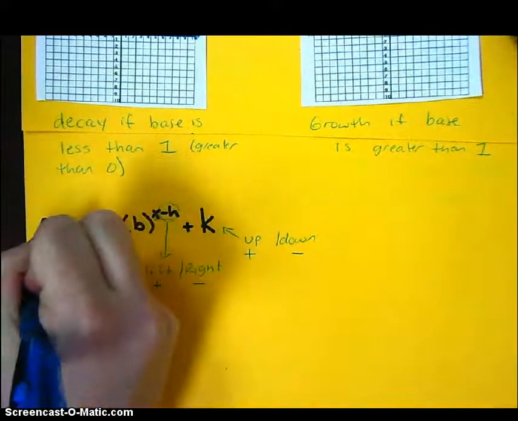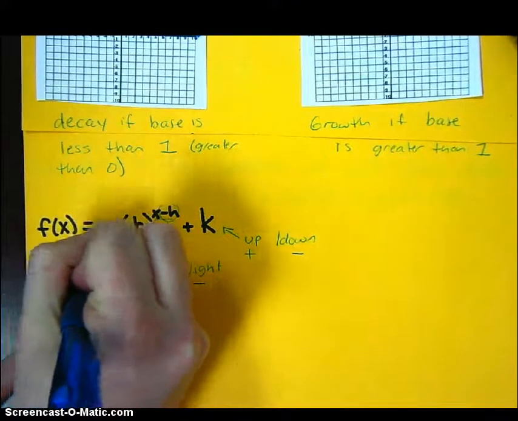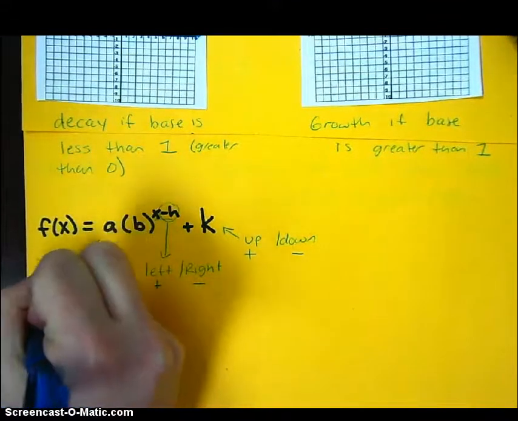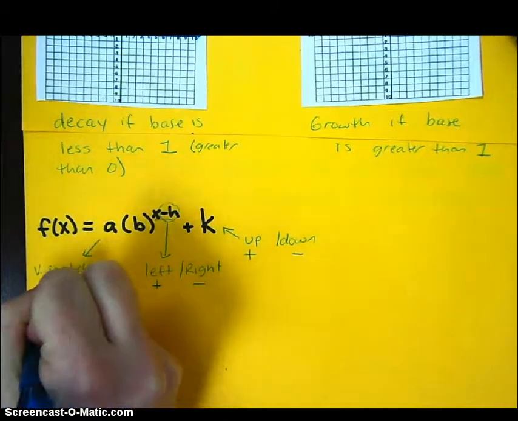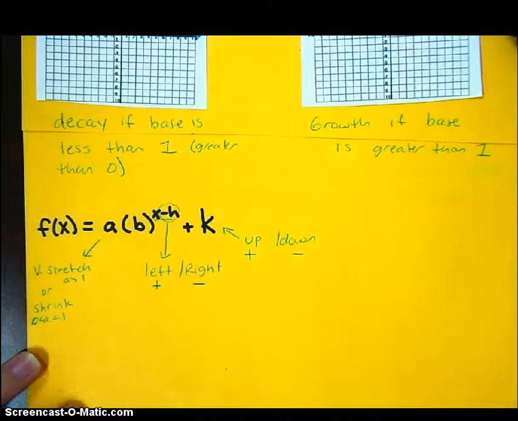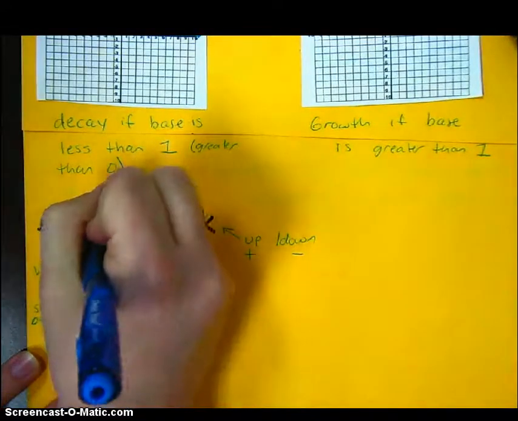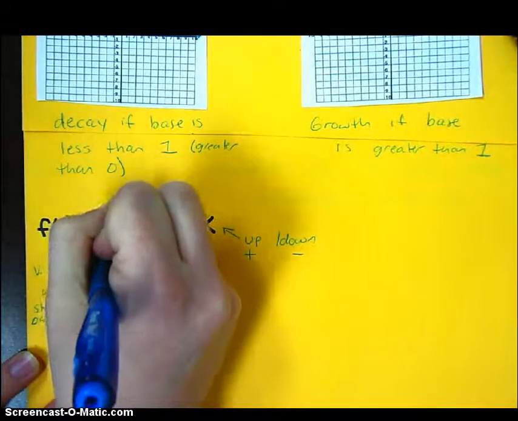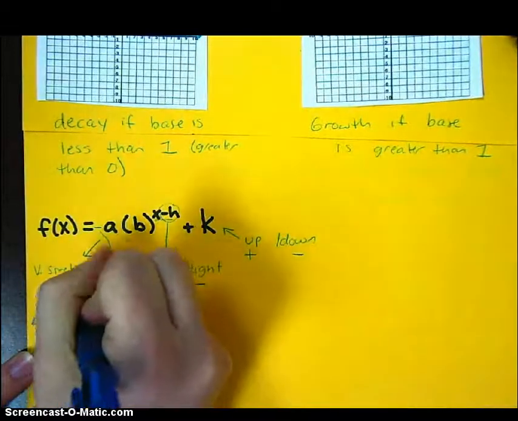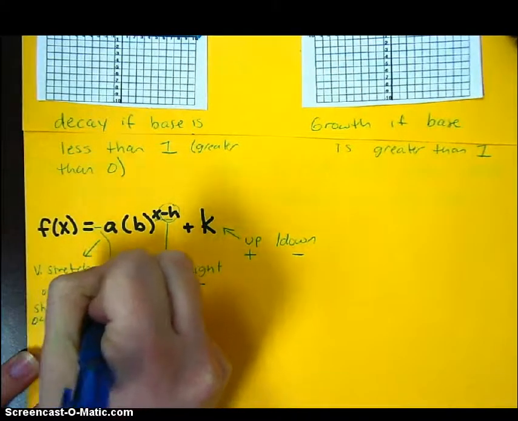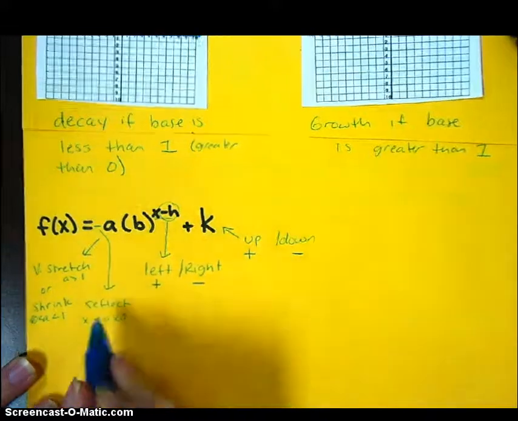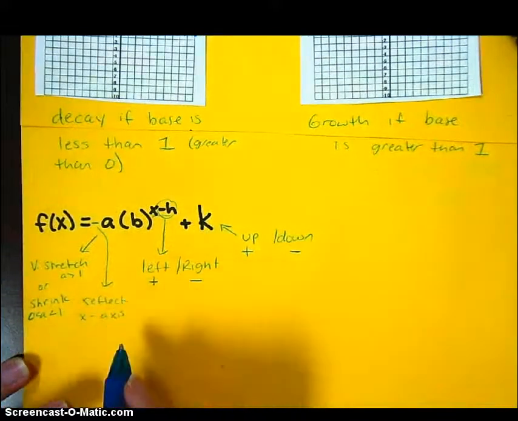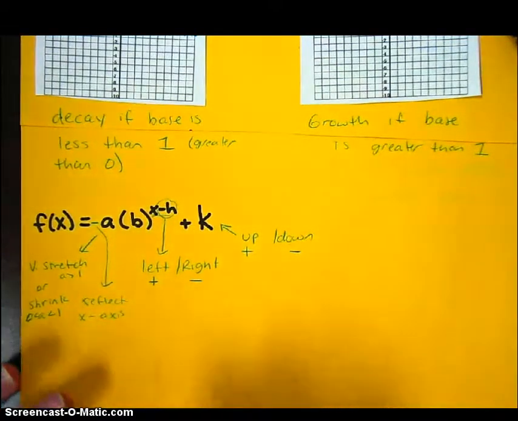A is your vertical stretch or shrink. Stretch if a is greater than 1. Shrink if a is between 0 and 1. Again, if a is negative, if there's a negative out front, this would be reflect over the x-axis. We're going to talk about what happens when we reflect growth and decay over the x-axis and what that does to being growth or decay.